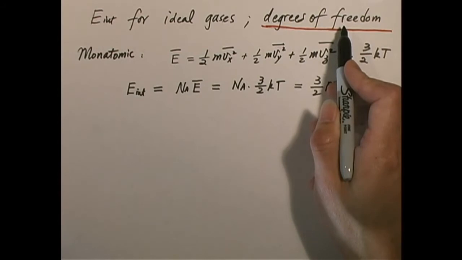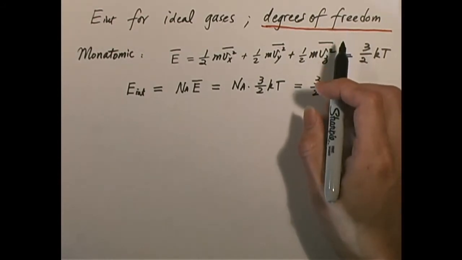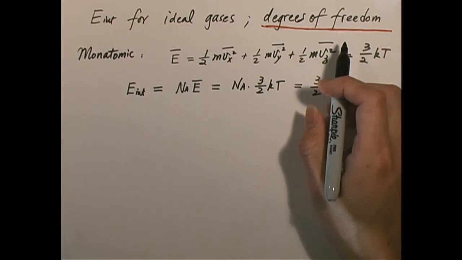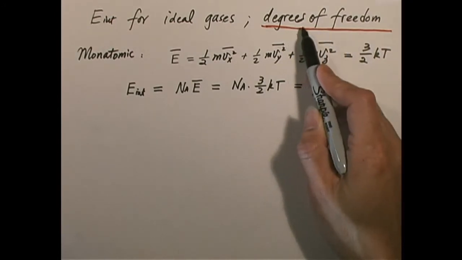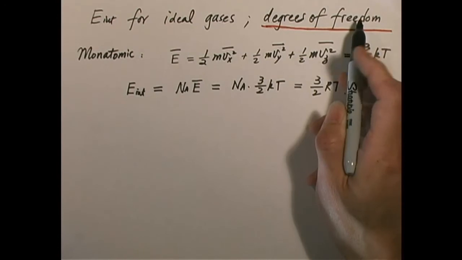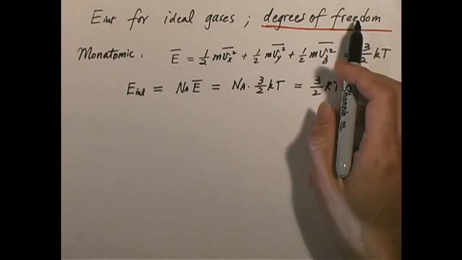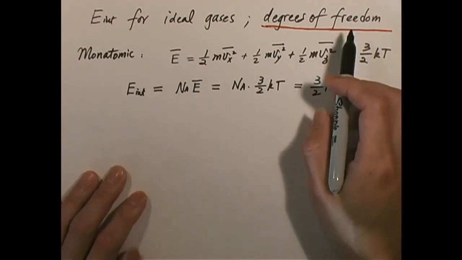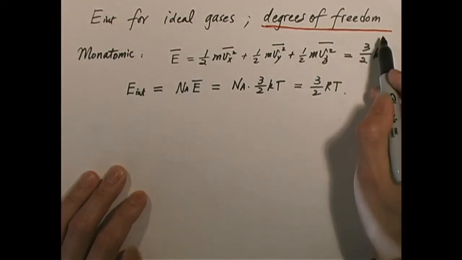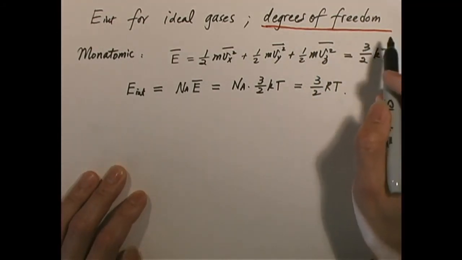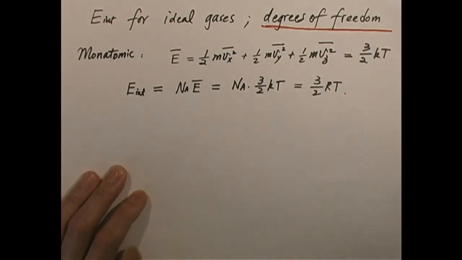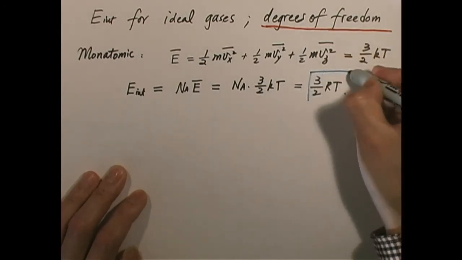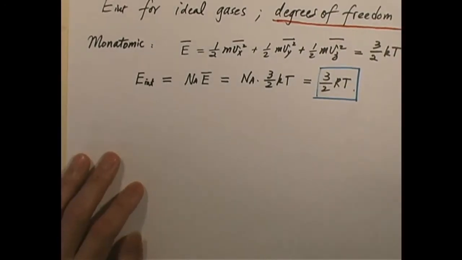And since the particle is just a point, it cannot spin around, it cannot rotate. So 3 degrees of freedom is all it takes to specify the configuration of this particle, because we don't have to figure out how it spins or how it rotates once we know where the particle is. So that's monatomic. We're going to use that result later to calculate the specific heat. Now what about diatomic?